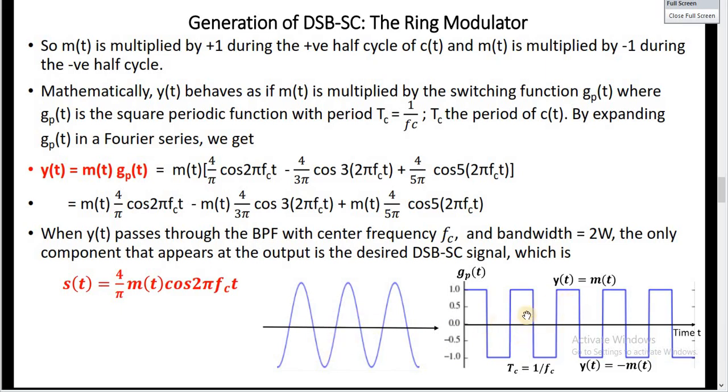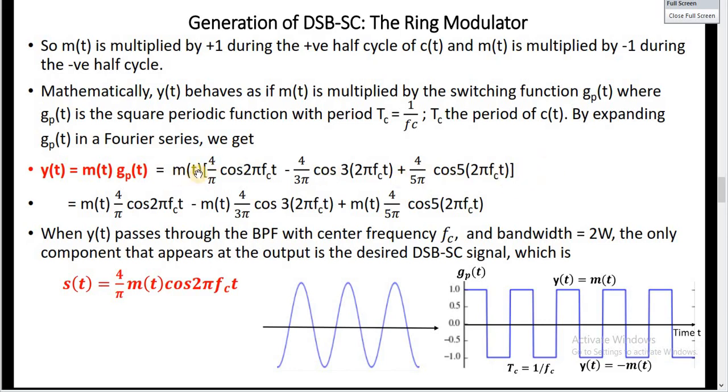The frequency of this square function is the same as the frequency of the carrier. So this is a representation of the mechanism where D1, D2, D3, and D4 behave over one complete cycle of the carrier. So y of t equals m of t times gp of t, this switching function, and we can expand this function in a Fourier series. The Fourier series of this square function, we have found this representation in a previous lecture: 4 over pi cosine 2 pi fct minus 4 over 3 pi cosine 3 times 2 pi fct plus 4 over 5 pi cosine 5 times 2 pi fct plus higher order harmonics.